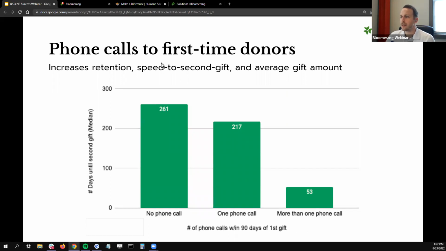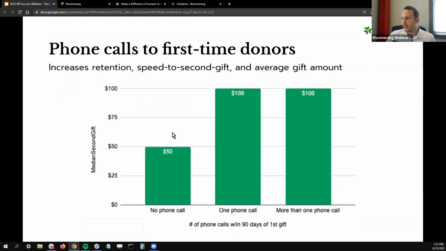And here again, this is the number of days until the second gift. So not only does the likelihood of giving improve, but even how fast they give again. With no phone call, we're looking at 260 days before the next gift, whereas if there's more than one phone call, we are dropping that number by less than 2 months for their second gift to arrive. And again, this is just the dollar amount increase. Those that got more than one phone call increase their gift by a median of $100.